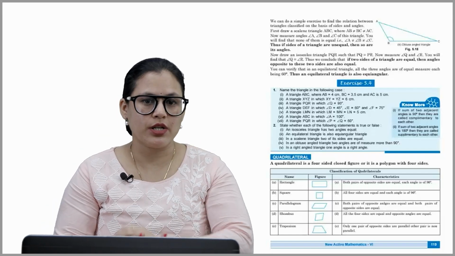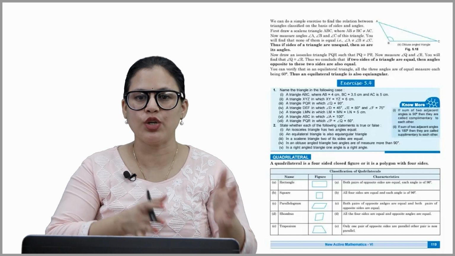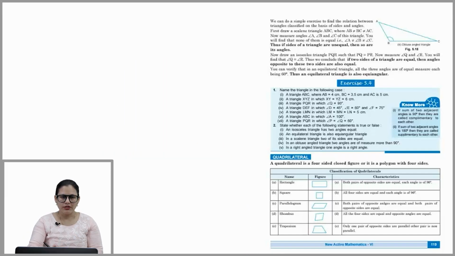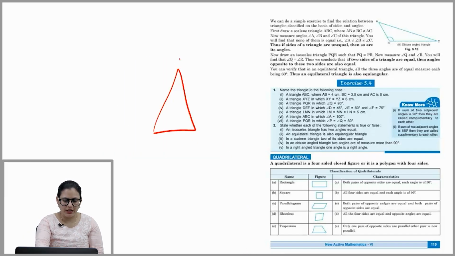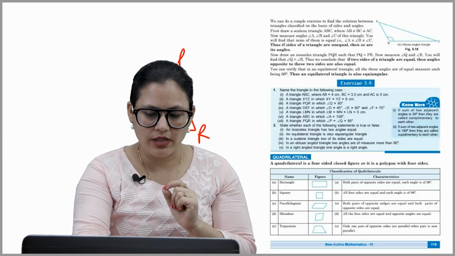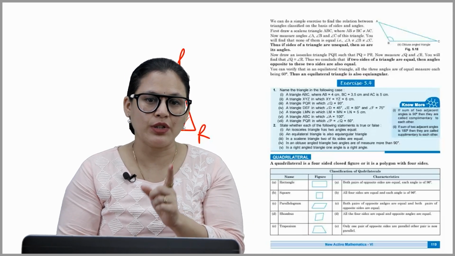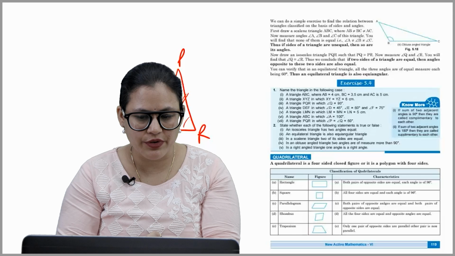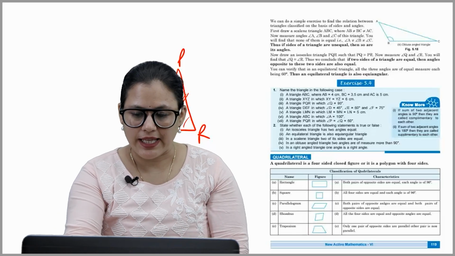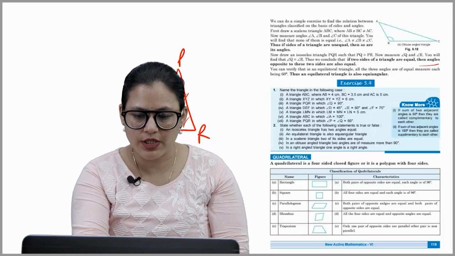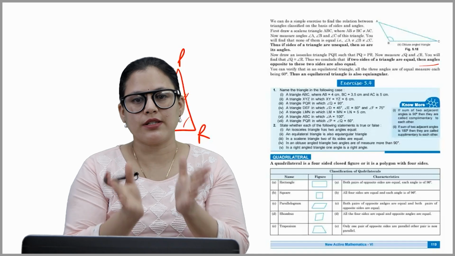Right. Now draw an isosceles triangle PQR such that PQ is equal to PR. Now measure. See, this is PQR. This is an isosceles triangle whose two sides are equal. When you measure angles Q and R, you will find that both these angles are equal. So we can conclude from here that if two sides of a triangle are equal, then the angles opposite to these two sides are also equal.